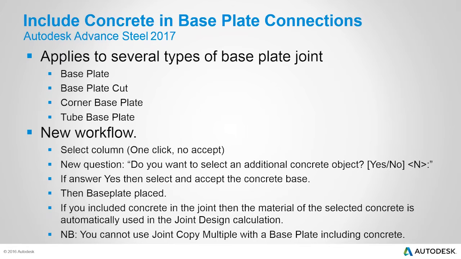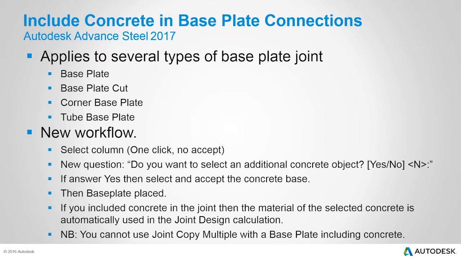When you click the button to start the joint, you'll get the prompt to select the column. You won't get the old select objects prompt. So you only get 1 click now to select that column. If you miss, you failed and you have to start the command again. But you get select column, and then you'll get a new question which will say, do you want to select an additional concrete object, yes or no? If you answer yes, you will then obviously be prompted to select a concrete object, and that is the normal select objects and accept.